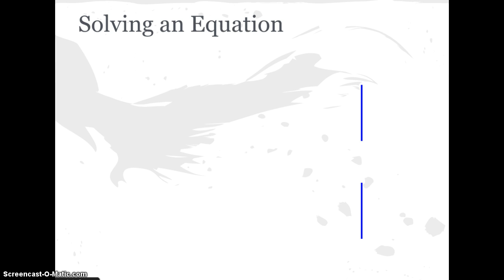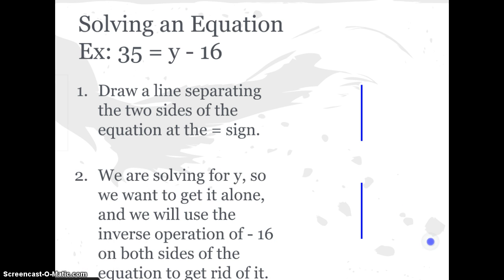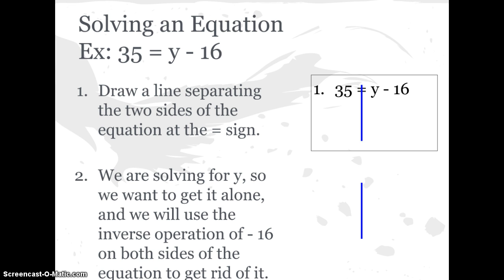Let's try and solve an equation. The first equation we're going to look at is 35 equals y minus 16. The first thing we're going to do is separate the two sides of an equation because one side equals the other side. So if you notice on the right, there is a line drawn showing that 35 is on one side of the equation and y minus 16 is on the other.